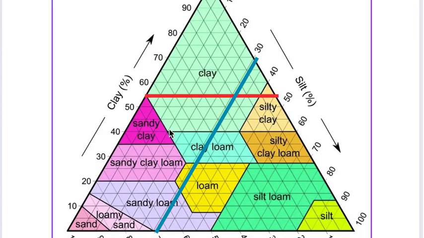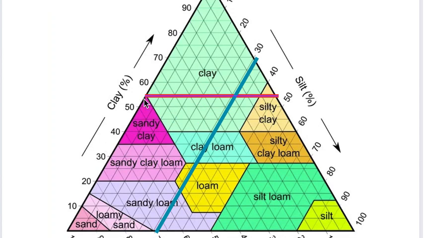The triangle of the percentages, the properties of the soil. So the clay percentage here is this red line. You can see it's starting about 54% going straight across, and then this blue line is the silt percentage, starts about 32% going all the way across there. These two then meet right here at the clay section, which is what soil type it then is.